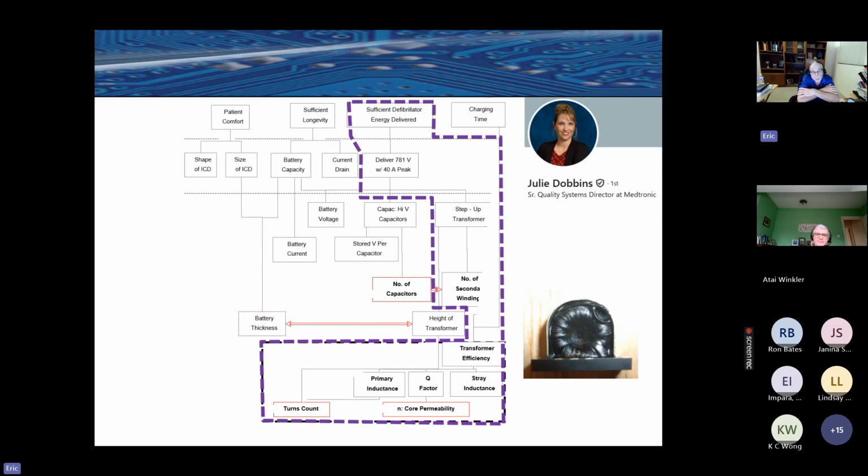So we gather the voice of the customer, in this case, cardiologists, electrophysiologists at the top, and then flow them down to the requirements, in this case, the requirements on the transformer. So it had to have a high enough voltage, 781 volts with 40 amp peak, to be able to defibrillate the heart, and then flow down to requirements on the transformer, which you see here on the lower right.